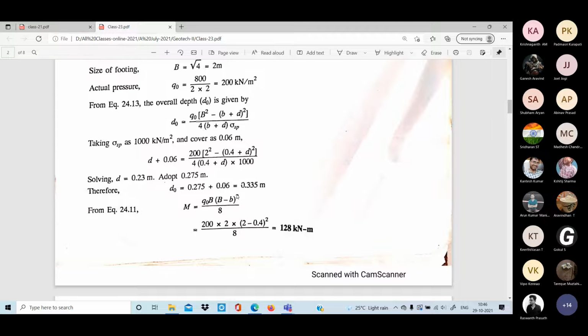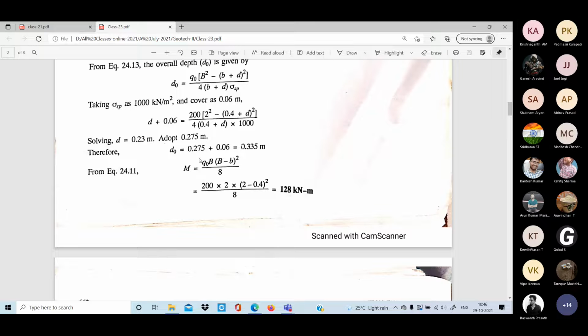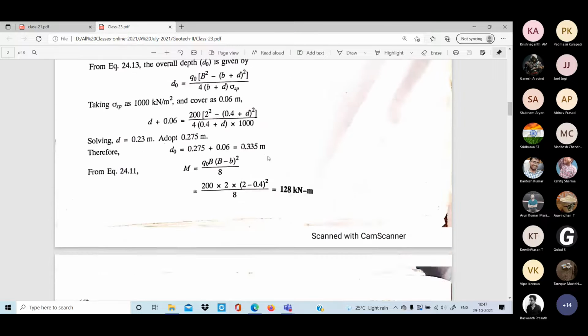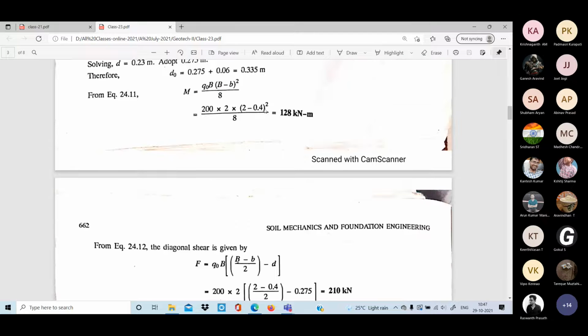Then what we'll do is we'll calculate this WL square by 8 kind of things, okay. Bending moment, once you calculate, all parameters are there here, okay, 200 is there, width is there, D is there, small b is the column width, okay, everything is there. We can calculate the bending moment.